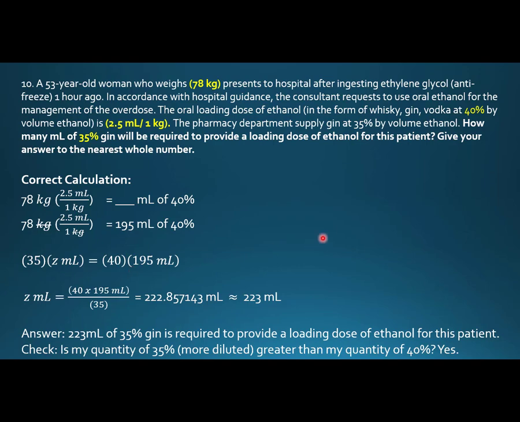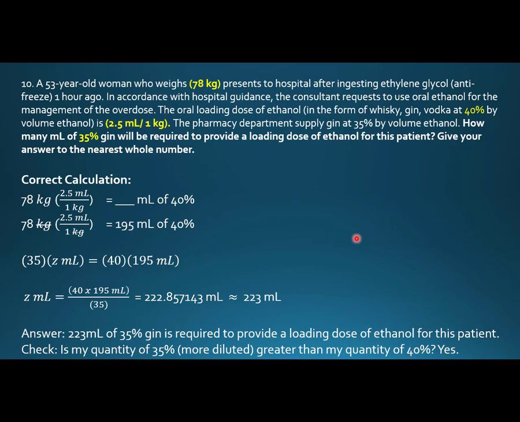We have a 53-year-old woman who weighs 78 kilos, so again, we just keep that alone, presents to the hospital after ingesting ethylene glycol, antifreeze, an hour ago. In accordance with the hospital guidance, the consultant requests to use oral ethanol for the management of the overdose. The oral loading dose of ethanol in the form of whiskey, gin, and vodka at 40% is 2.5 milliliters per kg. Pharmacy department supplies gin at 35% by volume of ethanol. How many mLs of 35% gin will be required to provide a loading dose of ethanol for this patient? Give your answer to the nearest whole number.